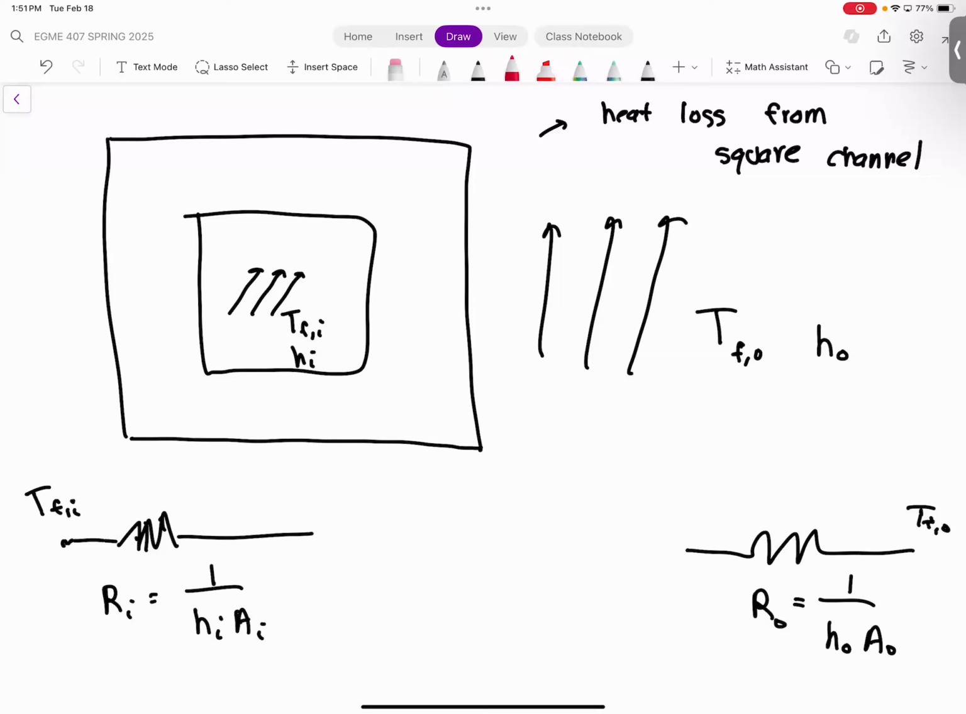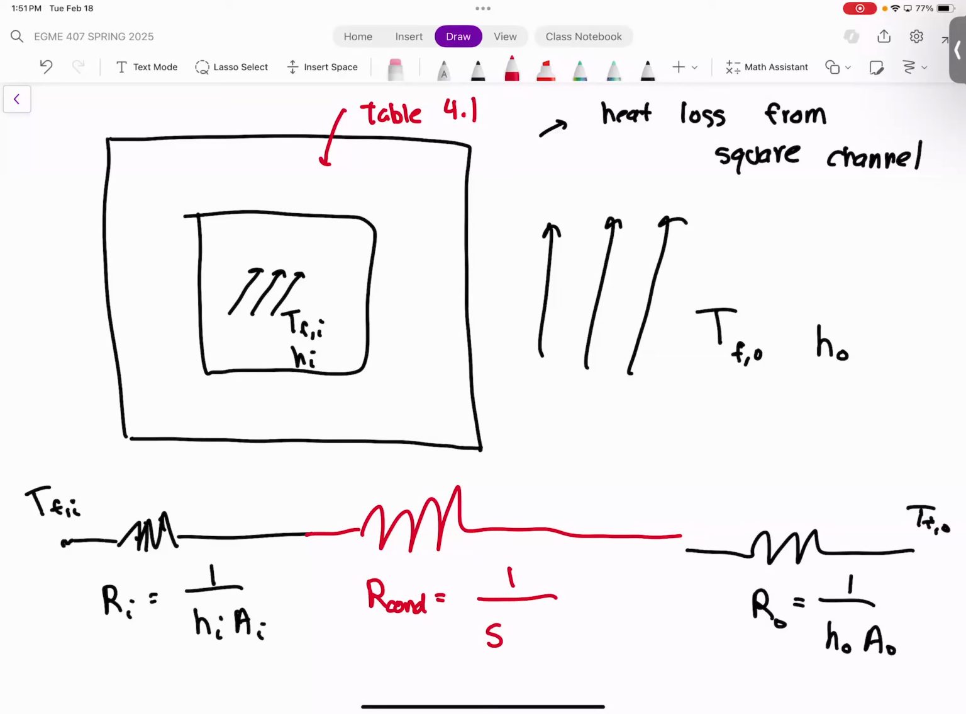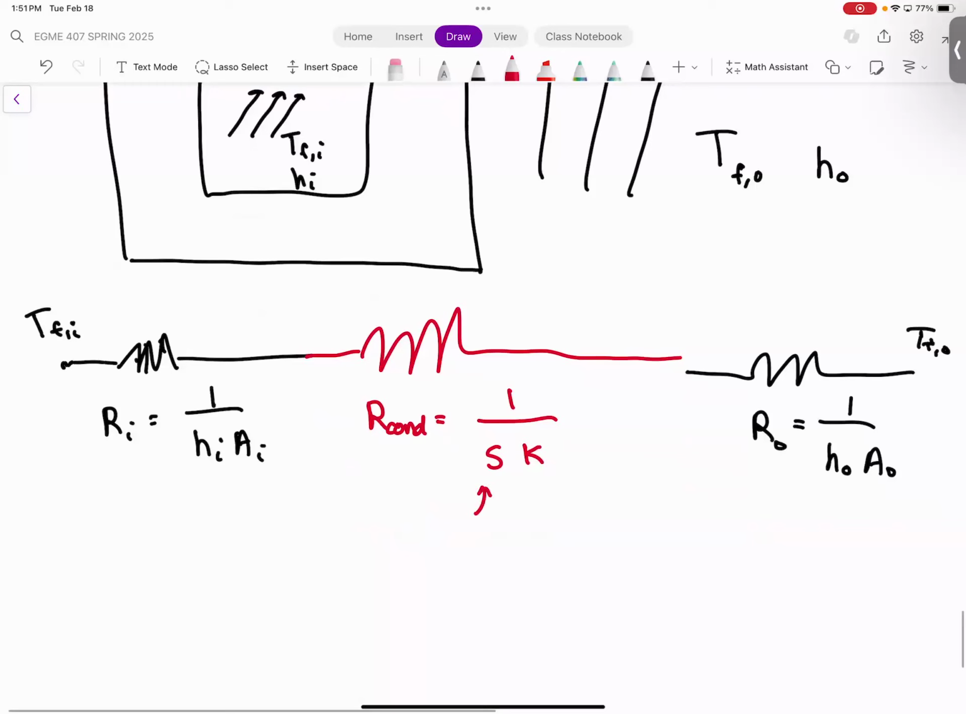Okay. But if you look up in table 4.1, table 4.1 actually has a shape factor for this situation exactly right here. So for this middle part right here, for conduction through the square channel, you can actually put a thermal resistor there as well, okay? That thermal resistance has to do with the thermal conductivity and the shape factor of this thing. And so this resistance for conduction is going to be equal to 1 divided by the shape factor for this square channel multiplied by its thermal conductivity. Okay, and this would be something you look up in table 4.1.